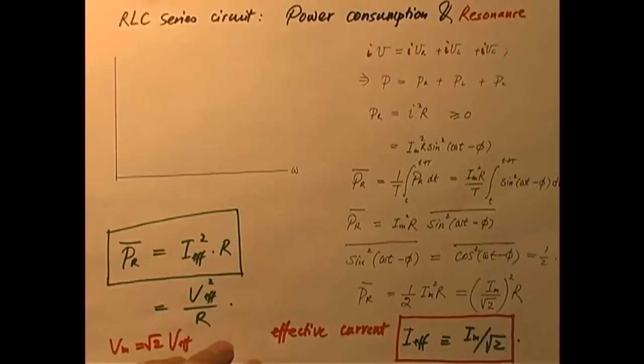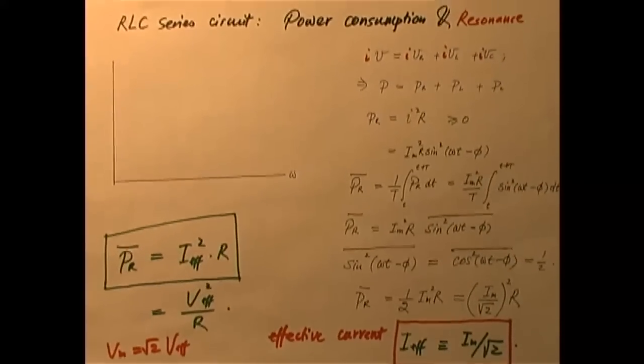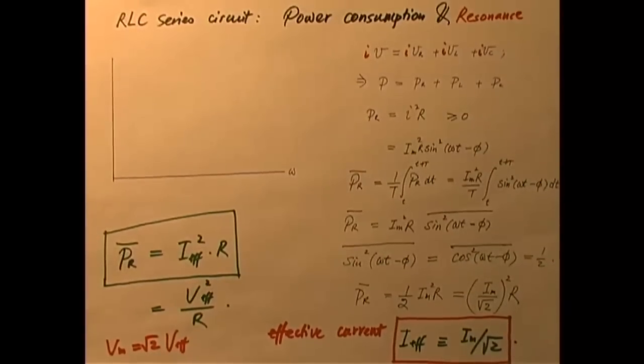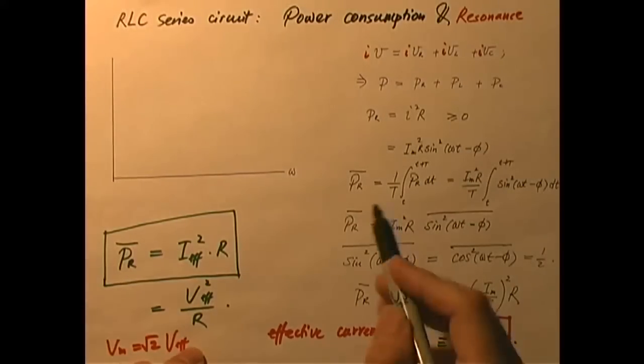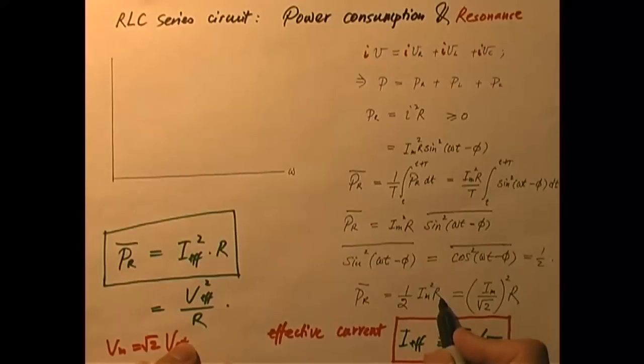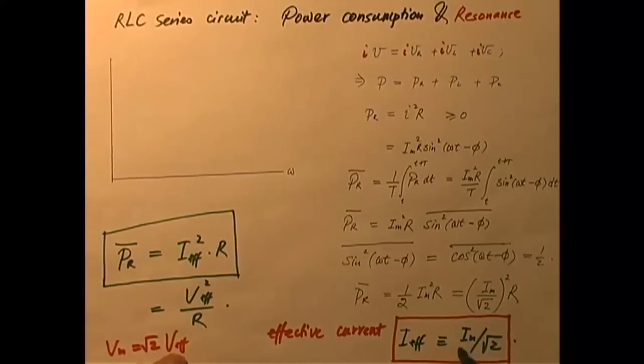Now let's continue to study the power consumption in an RLC series circuit. We saw in the previous lecture that the power consumed by the resistor varies as a function of time, but as a time average, we can write it as 1/2 times the peak value of the current squared times R. And that is why we defined the so-called I effective or V effective.